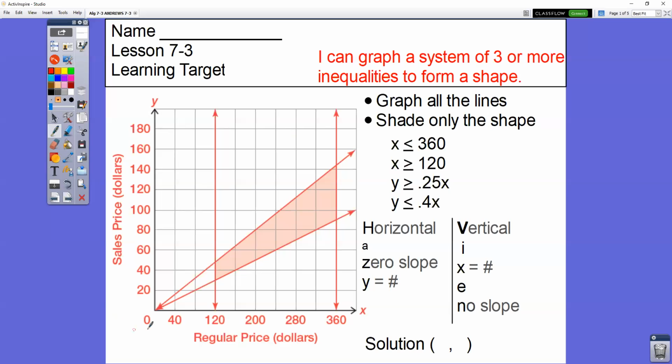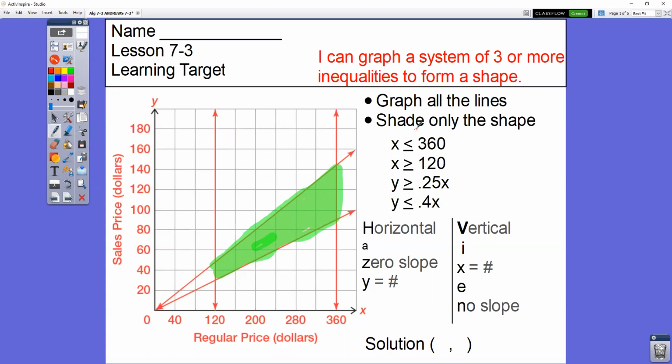If we take a look at this one, it is already done for us. Notice that we have four different lines, and we are getting this quadruple shaded area right here in the middle. Any point in this quadruple shaded green area would be a possible answer. So that's what we're doing today.